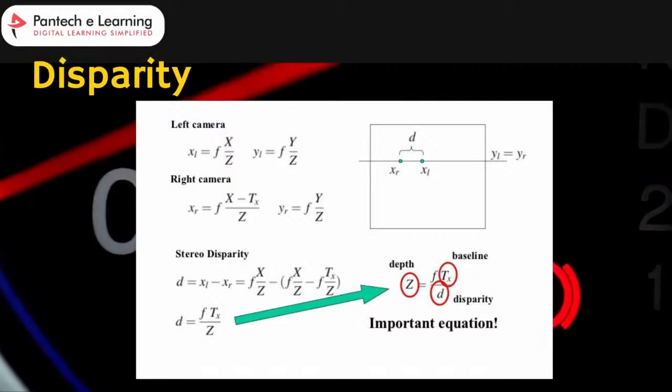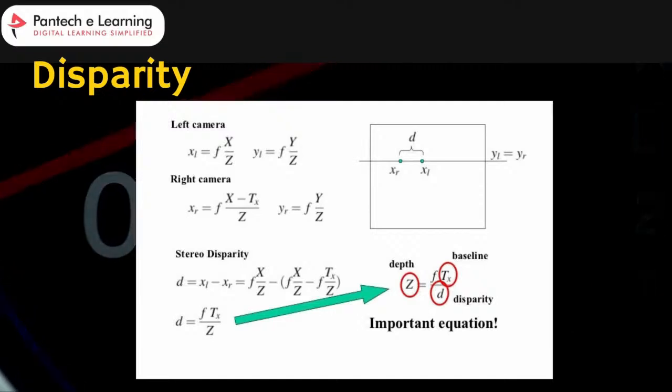So this formula is derived from the basic principle of similar triangles in geometry. F is the focal length. Here the formula is Z equals F times dx divided by D. F is the focal length of the camera. It represents the distance from the camera's optical center, or the distance from the lens to the image plane.